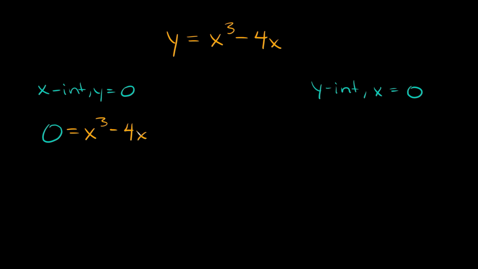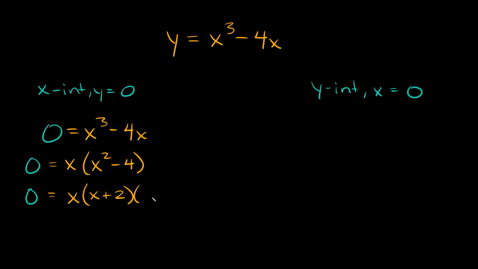So we're going to get 0 is equal to x cubed minus 4x. So here we can actually factor out an x from both terms, right? So here we can say that 0 is going to be equal to x times x squared minus 4. So x squared minus 4 is a difference of 2 squares. So that means we can break this down into x plus 2 and x minus 2. Okay, so as you can see, now we have 3 factors, right? We have x, x plus 2, and x minus 2.